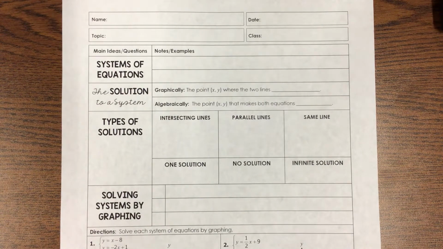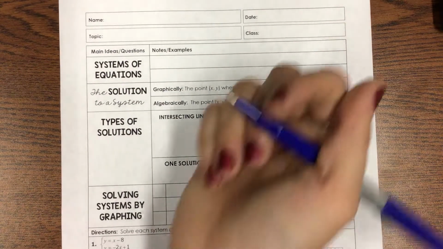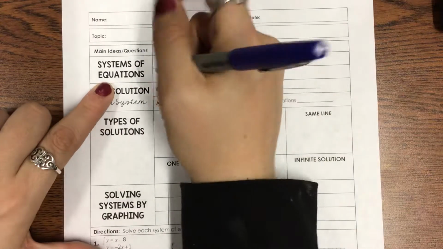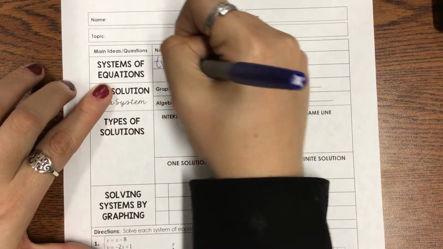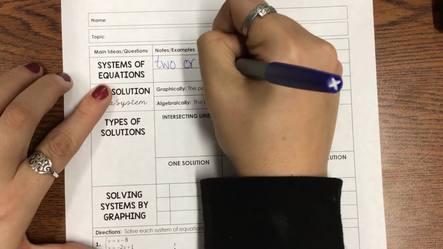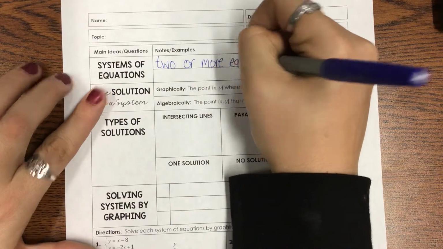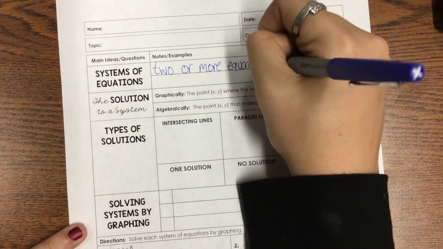After a week of working with systems of inequalities, we are back to systems of equations, which I think is kind of a breath of fresh air. So a system of equations is two or more equations with the same variables.